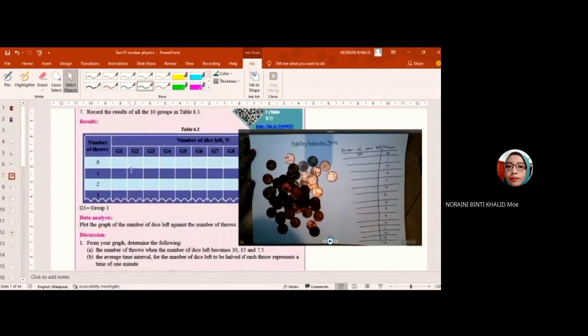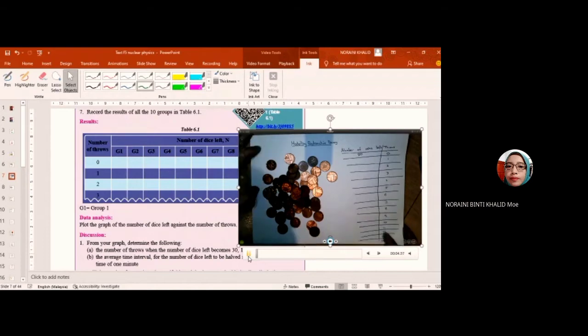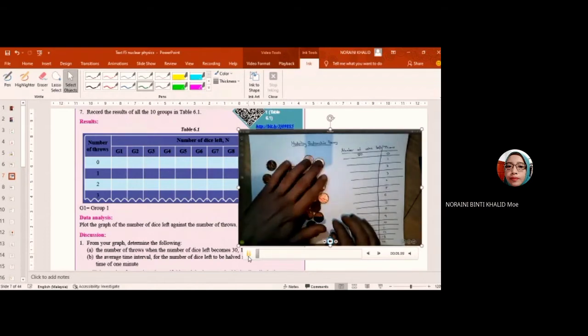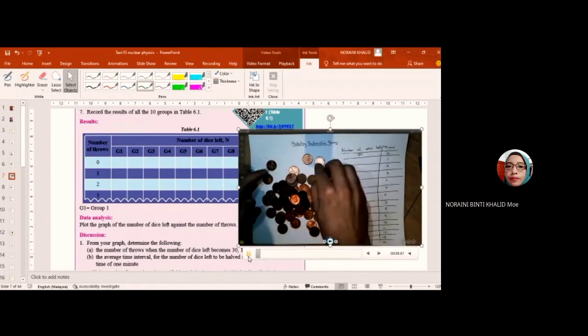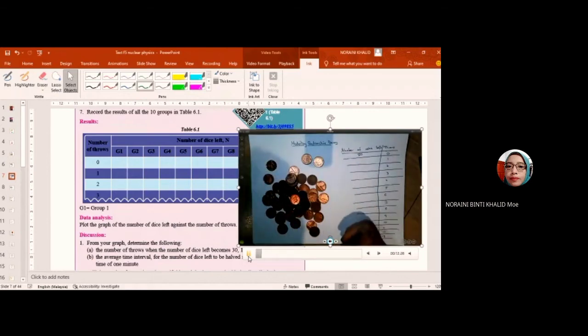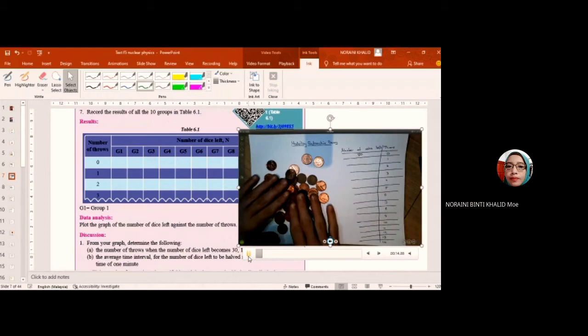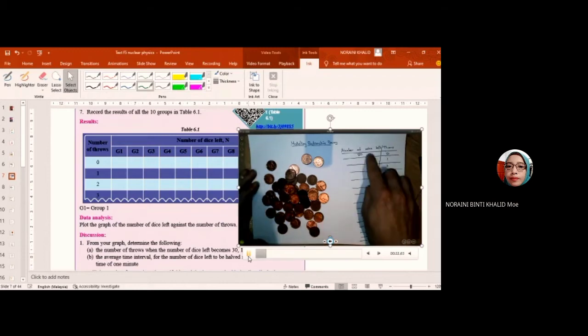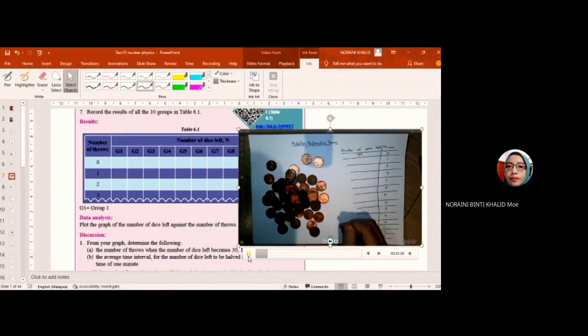For example, I will show you this video. Okay. This one is using coins. You can choose which face you want to remove, which one you want to count as the one that is left. So this one has 50 coins. Initially, before you throw, it is 50 coins.